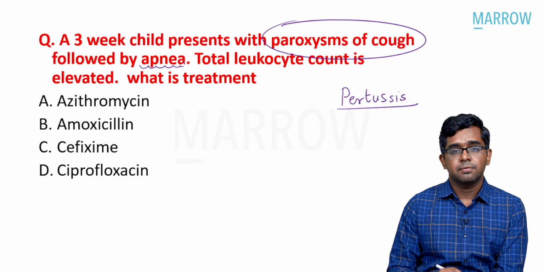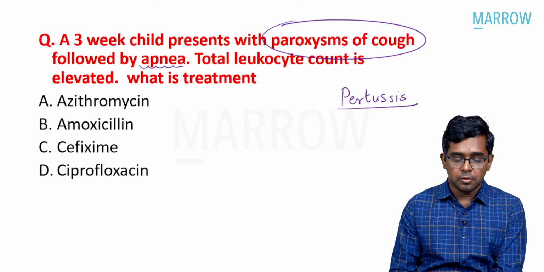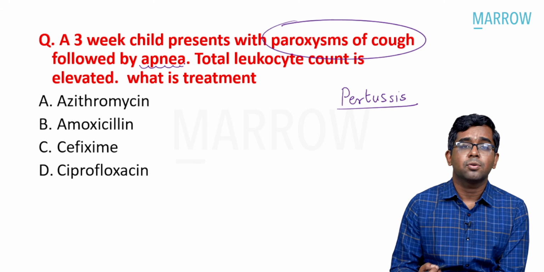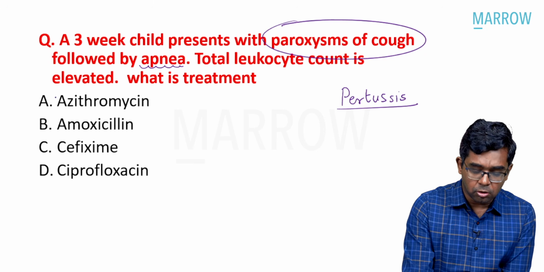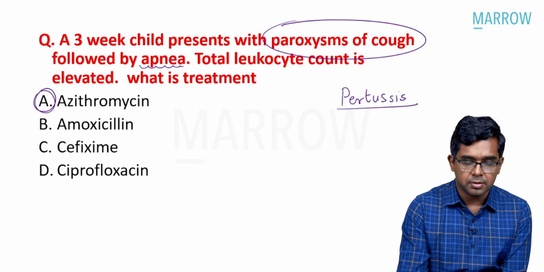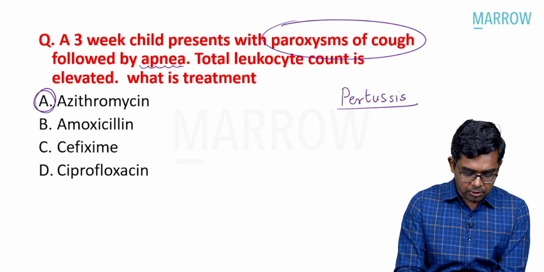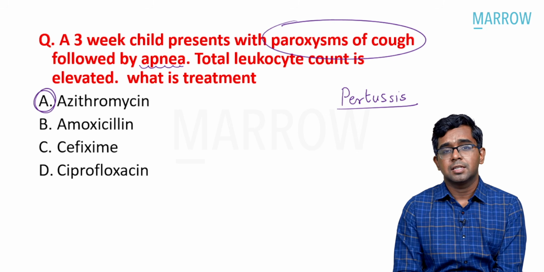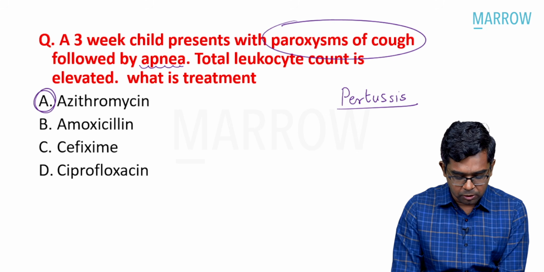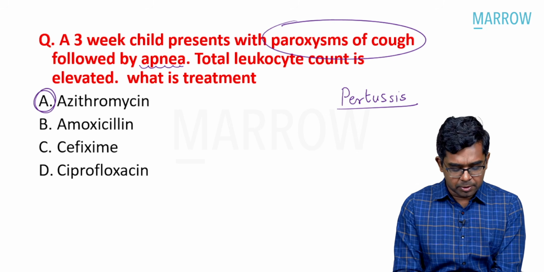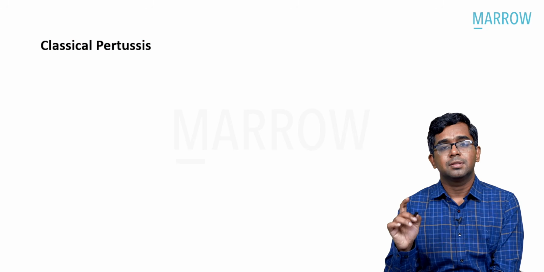If pertussis is going to be the diagnosis, the treatment of choice is going to be, yes, macrolide antibiotic, and among the given options it is azithromycin. Okay, right. Now, this is what I was talking about as the clinical aspects of pertussis or whooping cough. We know that in a classical pertussis, it will follow something called 3 stages.